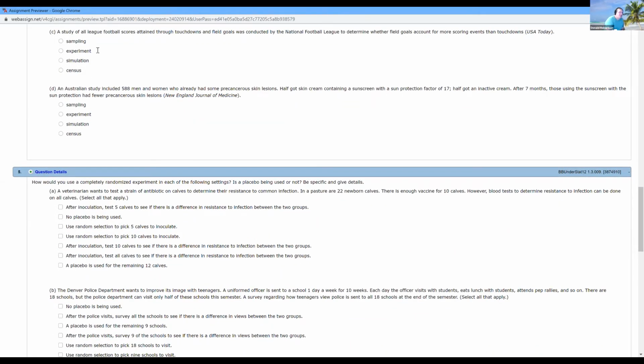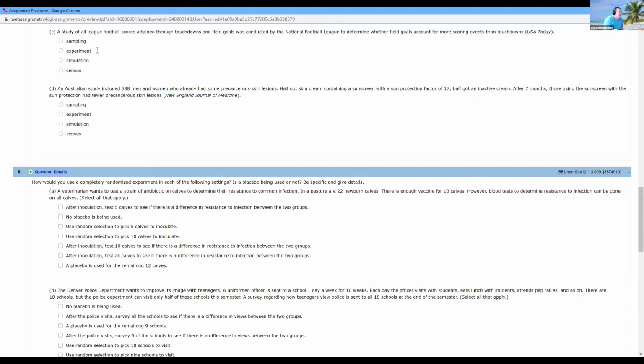C, a study of all league football scores. I'm stopping there. I don't need to read the rest. A study of all league football scores. It's a census. Right? Sometimes it's just one word. In this case, all. And the one before wasn't the computer, the kind of giveaway.